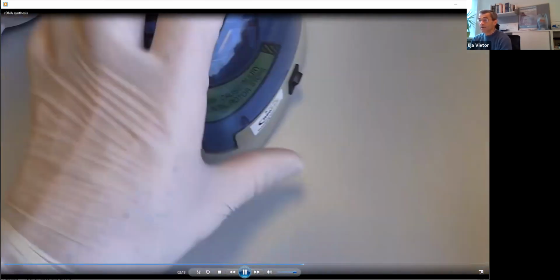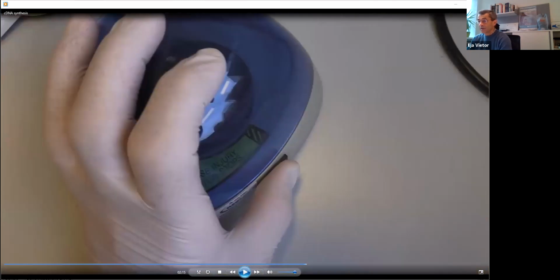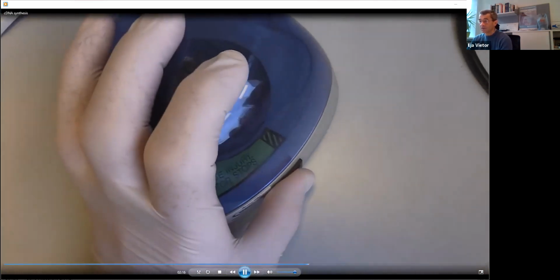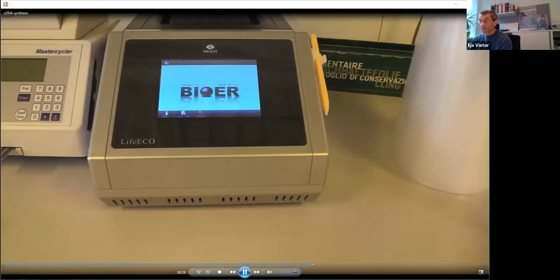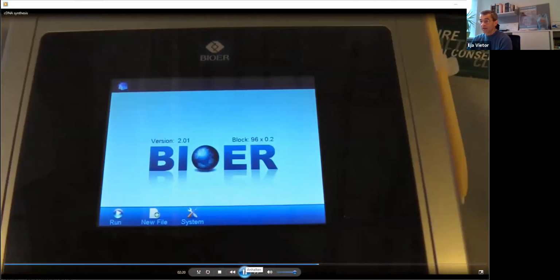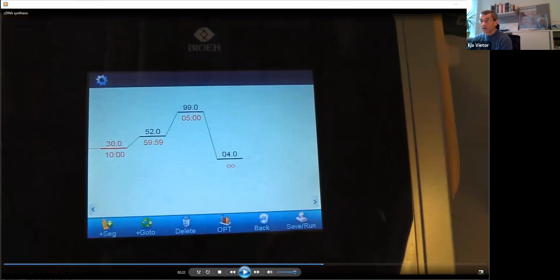Then next step is to centrifuge samples down, because it's very small volume. So if the reaction has to run properly, you have to collect all samples at the bottom of the tube. And then we come to the PCR machine. Where is this program? You have it also in the protocol written.